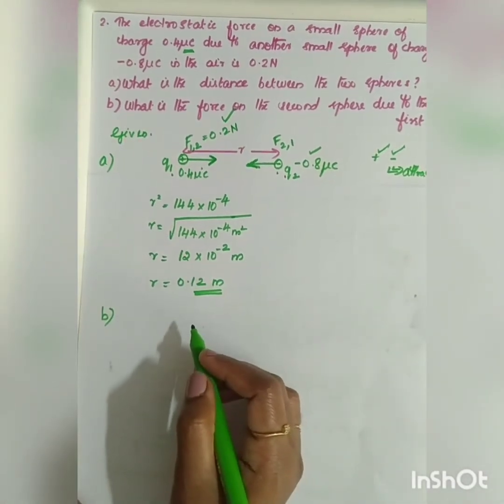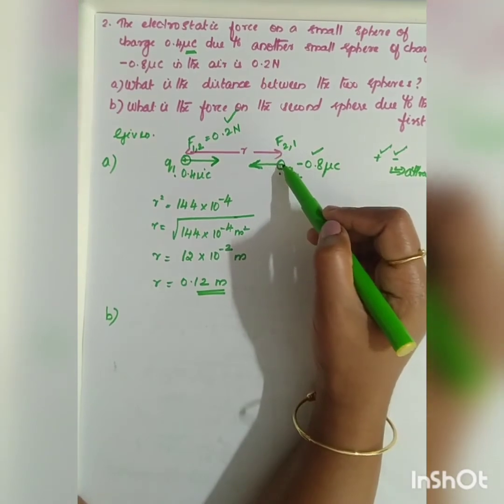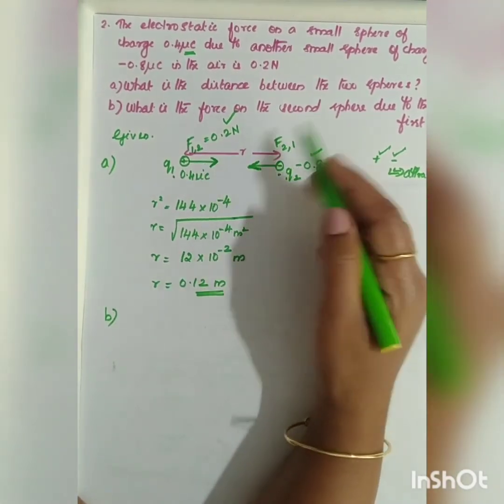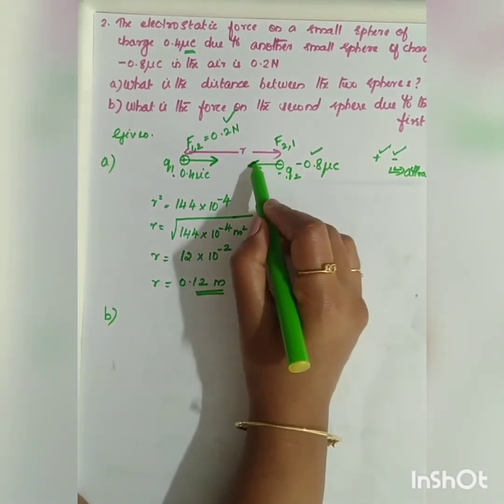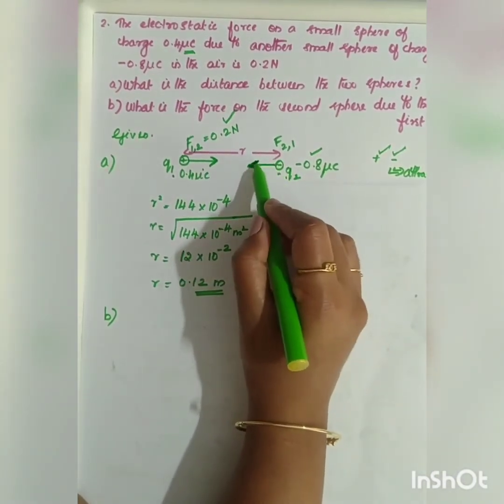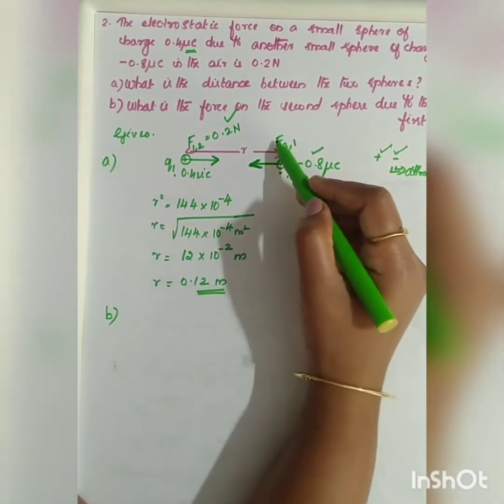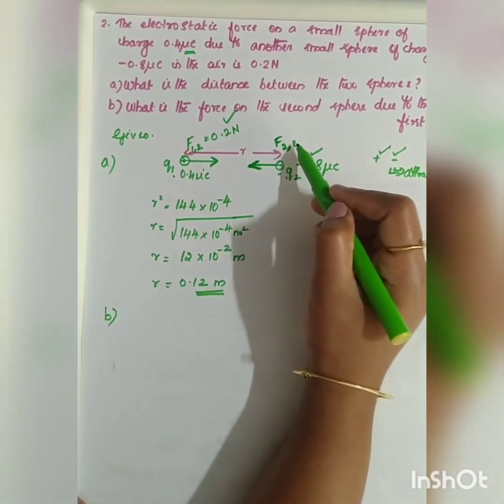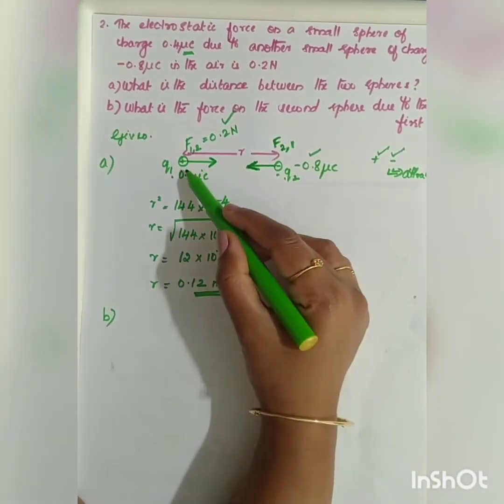Now the question is not over. What is your B part? What is the force on the second sphere due to the first? So the force on the second due to the first, you know that here it is negative, here it is positive. So it will be an attractive force. So that's why you have the direction of the arrow mark towards Q1. So I can represent it as F21. So what will be your force F21? It is the force on charge Q2 due to Q1.